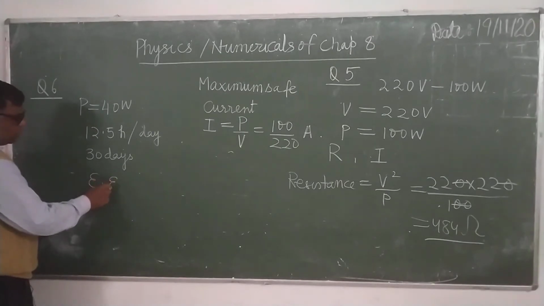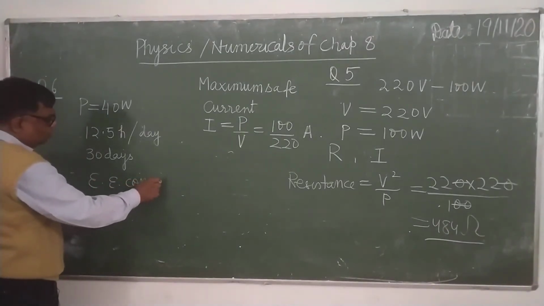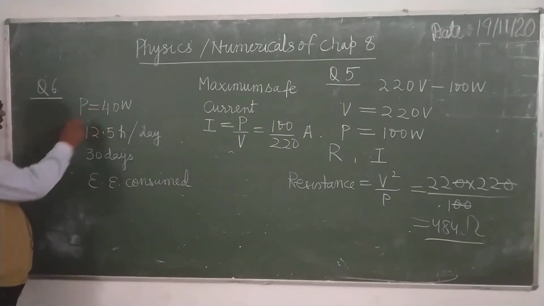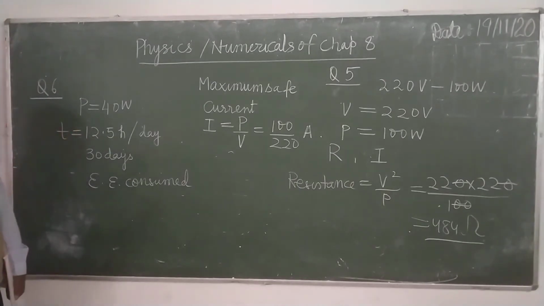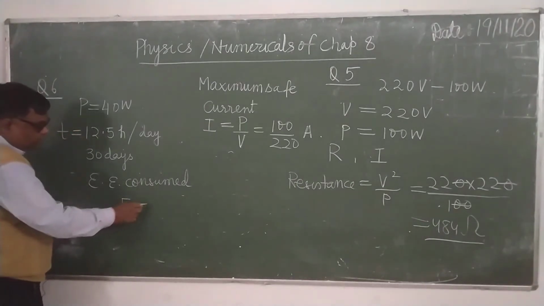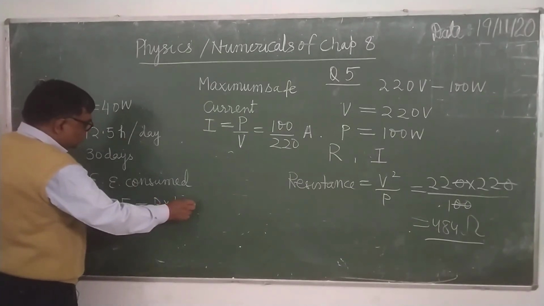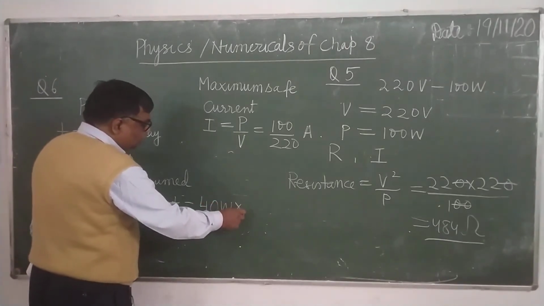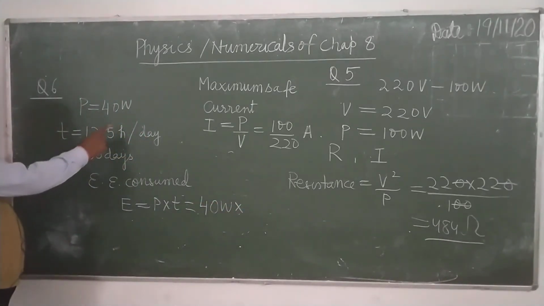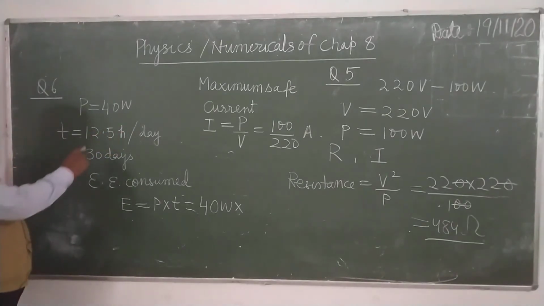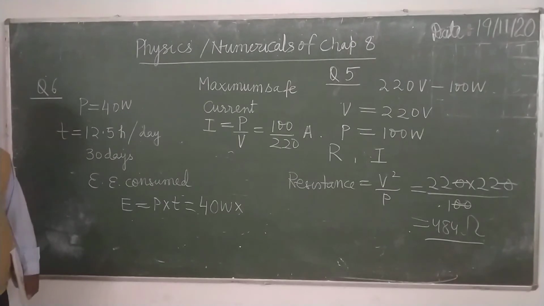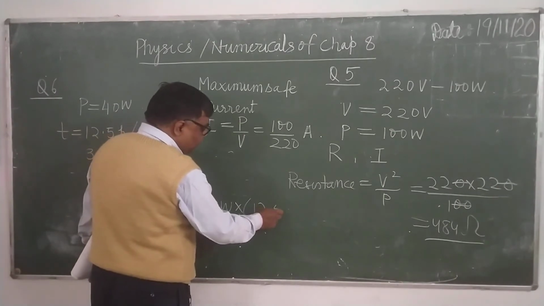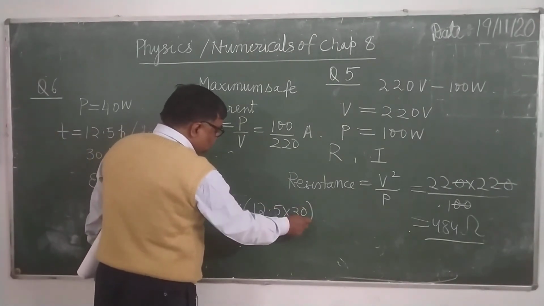So see here, electrical energy consumed will be equal to, how will you find? Power is given and time is given. So energy equals power into time. Power is 40 watt. Time is how much? 12.5 hour in 1 day. So in 30 days, 12.5 into 30 hour. It is clear?